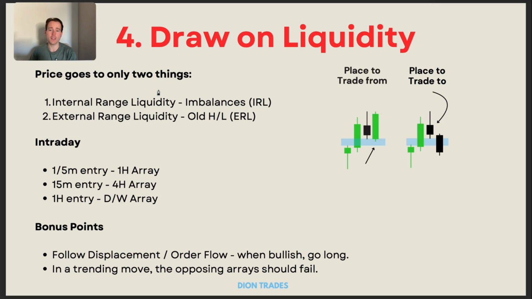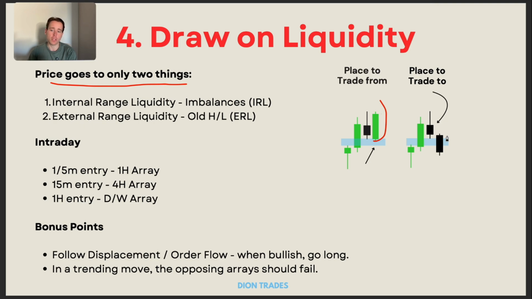And on draw on liquidity, there's a dedicated video on this YouTube channel. But to give you a little heads up, price only goes to two things. It is internal range liquidity, that's basically imbalances, fair value gaps, volume imbalances. And we can use that as a place to trade from. So if we have a fair value gap, we can use it to trade higher. And price can also trade to external range liquidity, old highs and lows. So it goes from internal to external, from an imbalance to an old high or low, or going from a high back to an imbalance.